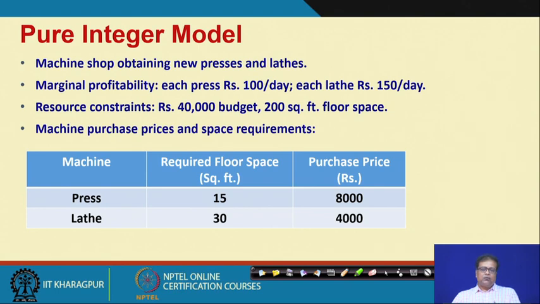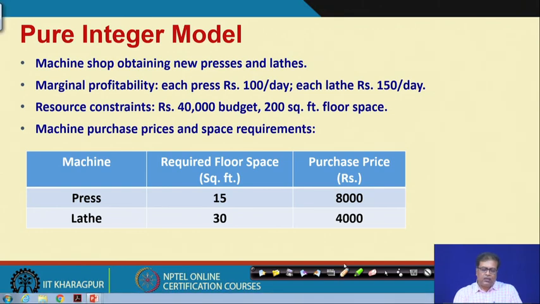Is it all right? So, how do we model this? What should we do? We should take two variables, let us call them x1 and x2. Let us say we buy x1 number of presses and x2 number of lathes. What is the objective function? The objective function is to maximize profitability. So, what should it be?